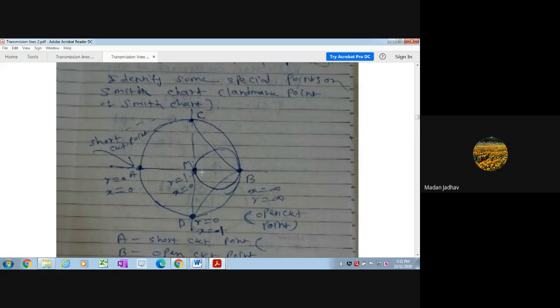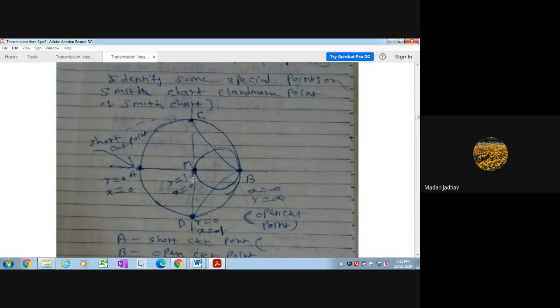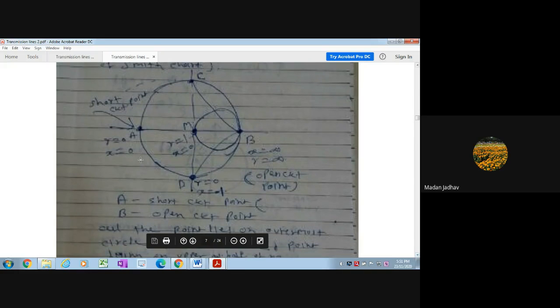And this middle point, or center of the Smith chart, is R is equal to 1 and X is equal to 0. Therefore, point A is the short circuit point. This is the short circuit point. B is the open circuit point.